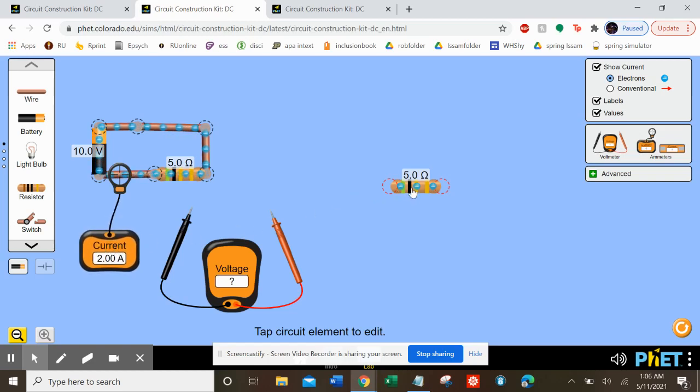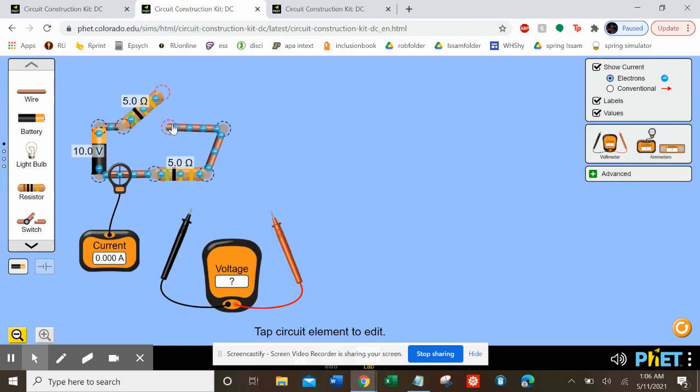I want you to think, if I add a resistor in series, if I add a resistance to this circuit, if I increase the resistance, I'm adding it in series, what do you think will happen to my current? Do you think my current will go up? Do you think my current will go down? Or do you think my current will stay the same? Let's go ahead and find out what happens if I add a resistor in series. I'll cut right here and add this resistor in series.